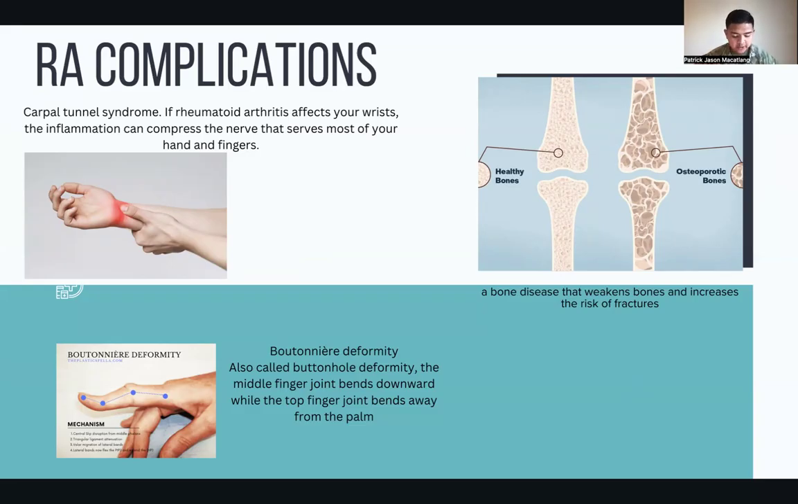Another complication is a boutonniere deformity, where the fingers or thumbs are bent in a way that makes it difficult to straighten them and use the fingertips. RA can also lead to osteoporosis, weakening the bones and making them more prone to fractures. These are just a few things that can happen as a result of having RA.